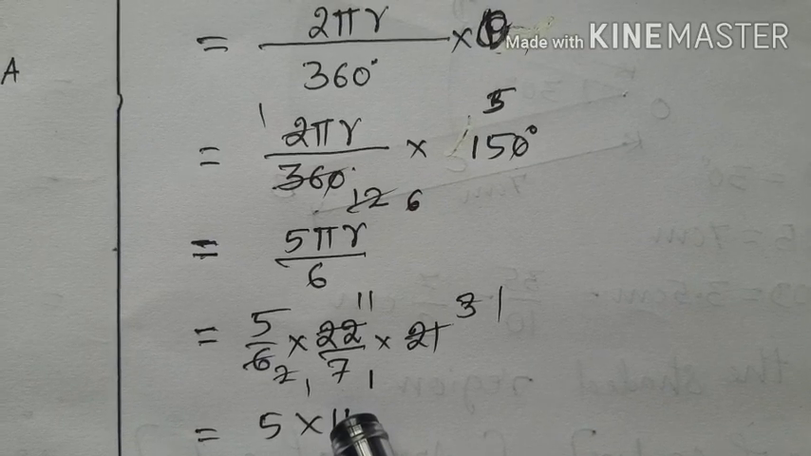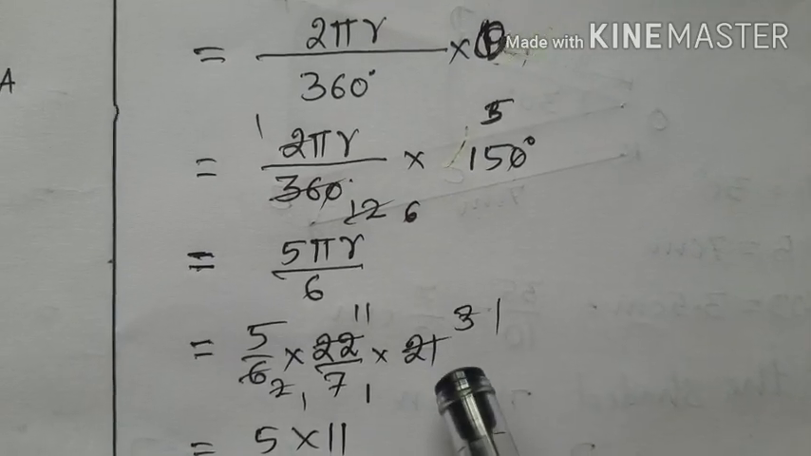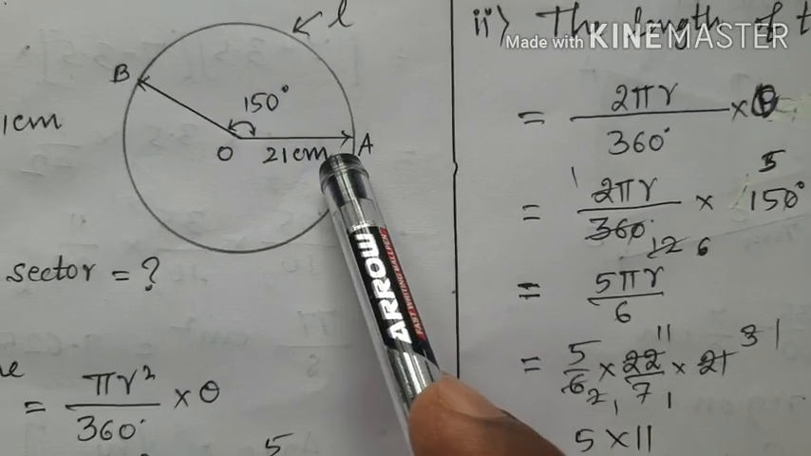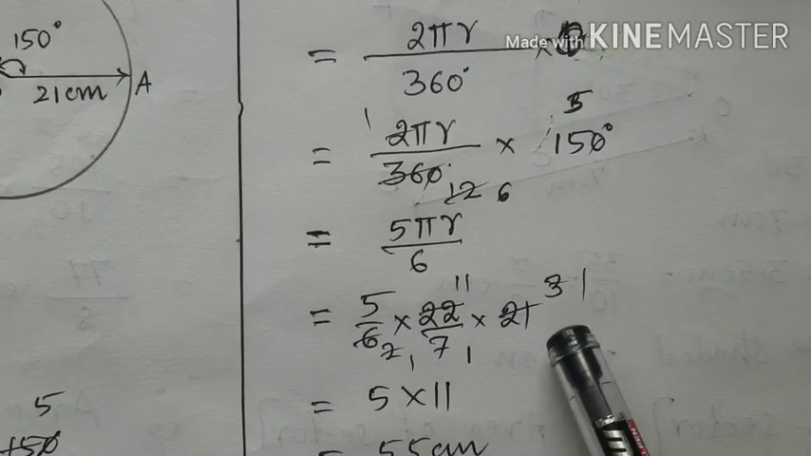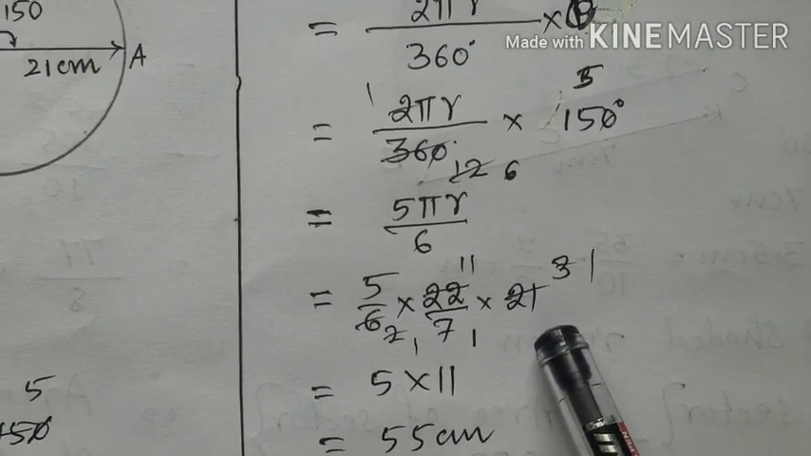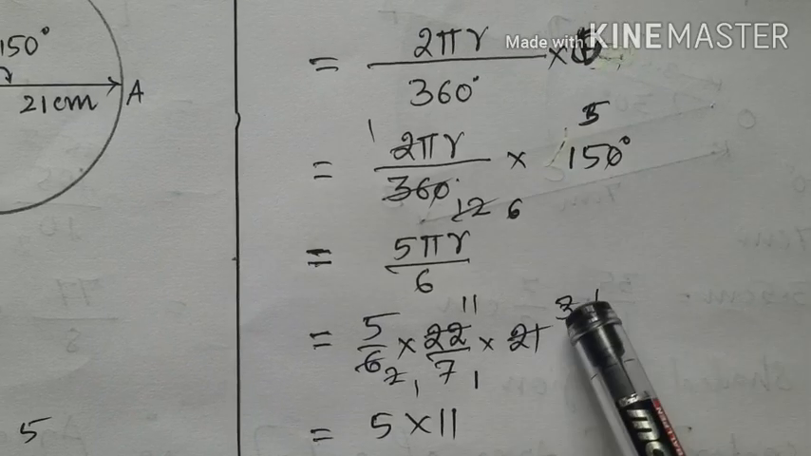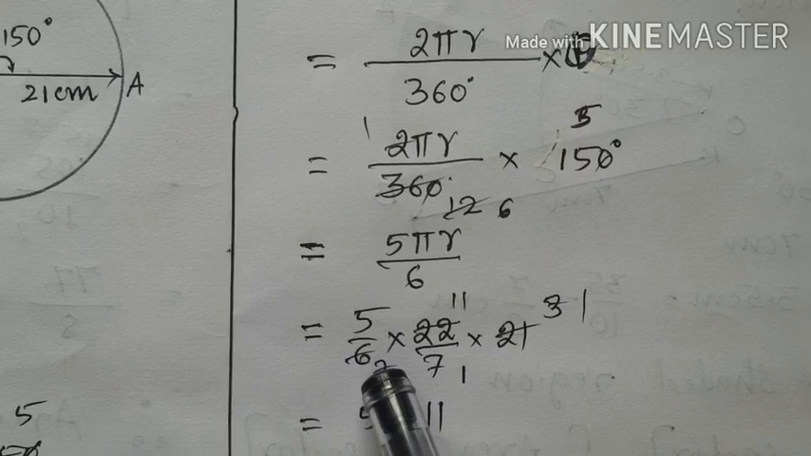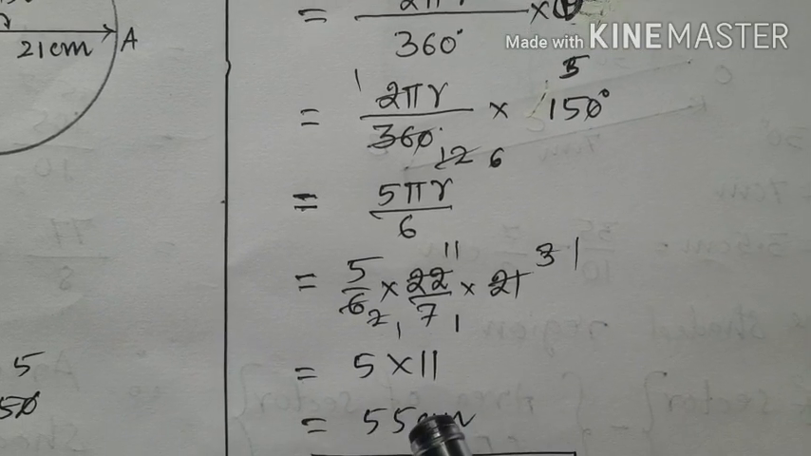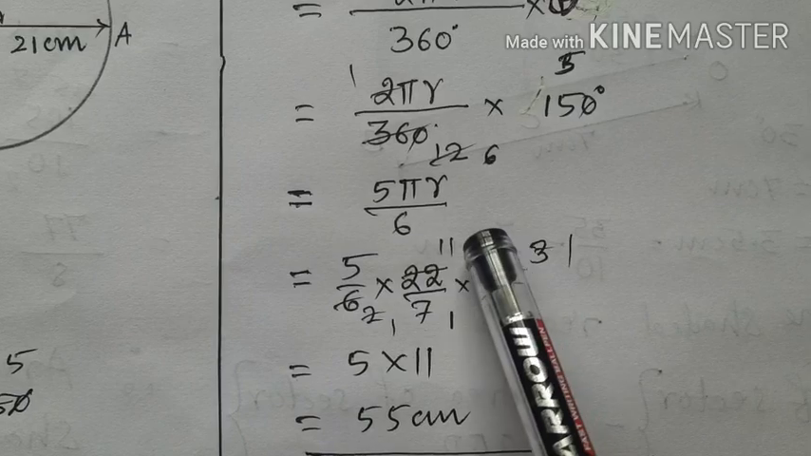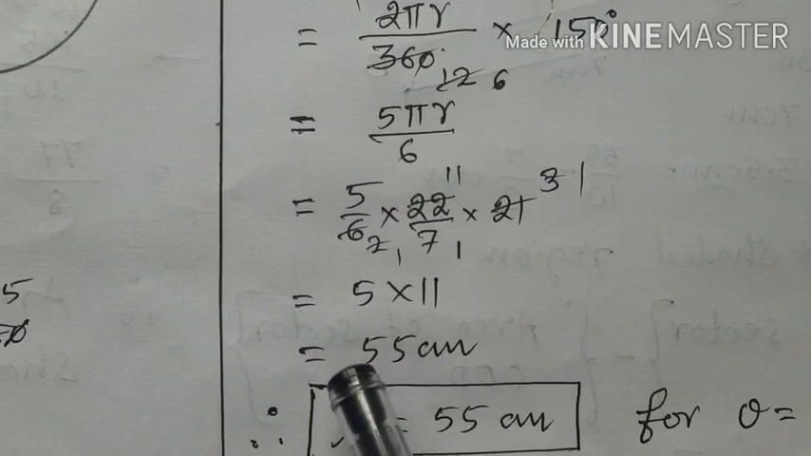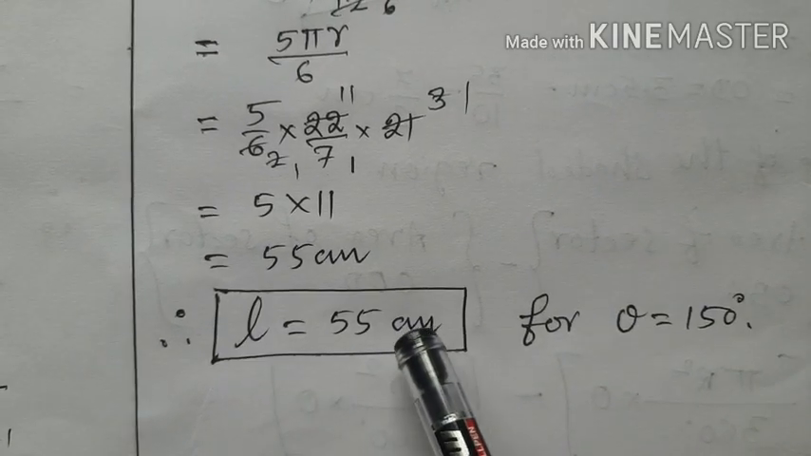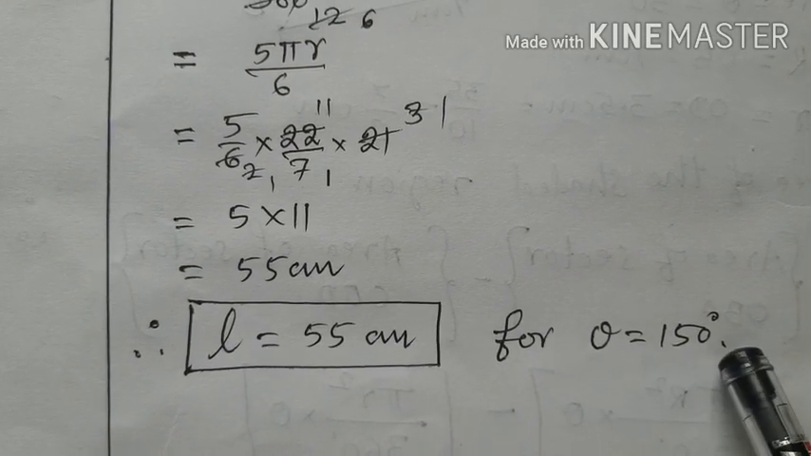And this radius is 21 centimeter, because the radius of the sector is 21 centimeter. I have put 21 centimeter, right? Now you see, 7 ones are 7, 7 threes are 21, then 3 ones are 3, and here 3 twos are 6 will get cancelled. And we have 5 into 11. 5 elevens are 55. Therefore, 55 centimeter is the length of the arc of the sector for sector angle 150 degree.